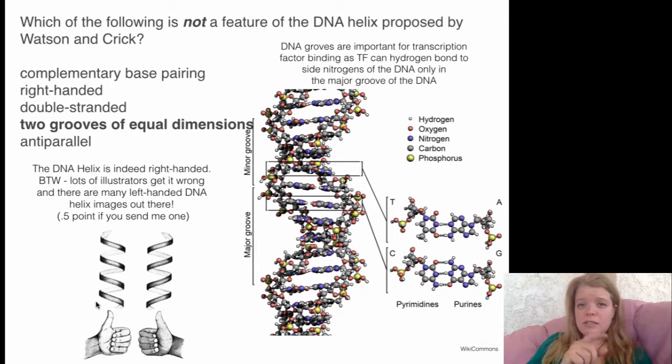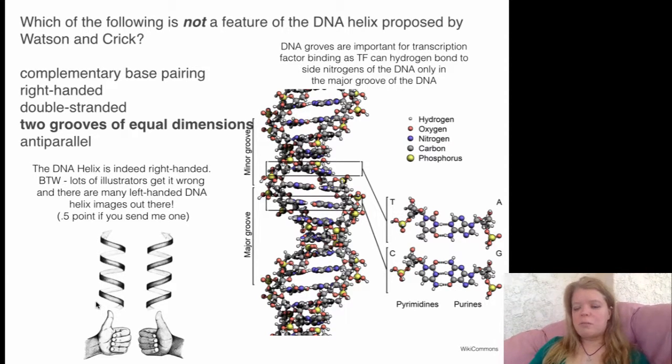And I will give you guys half a point on quiz two, unless you have gotten a 10, then sorry, I'm not going to give you a 10.5. So if you want extra half a point credit, send me an image of a left-handed DNA helix, and there are plenty, because illustrators constantly make mistakes when they draw DNA, because they're not biologists, I'll give you half a point back. So hopefully this makes up for the hard questions.